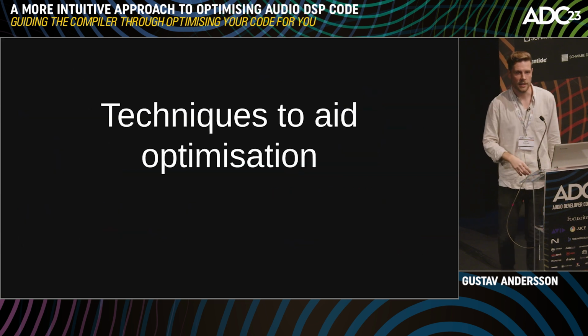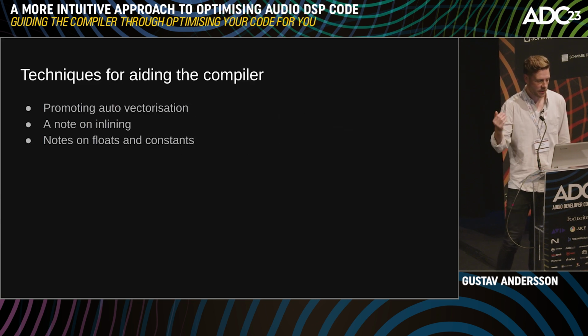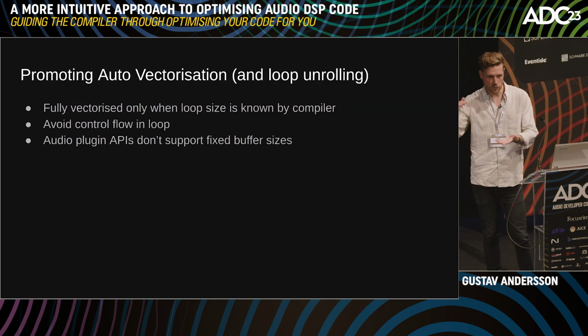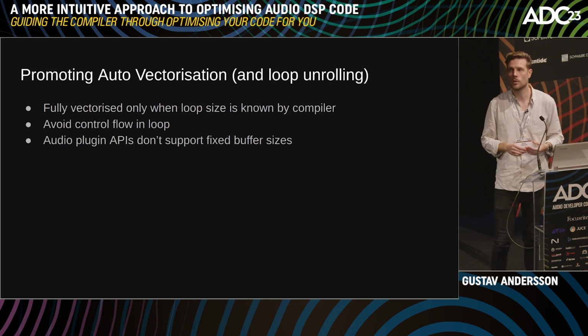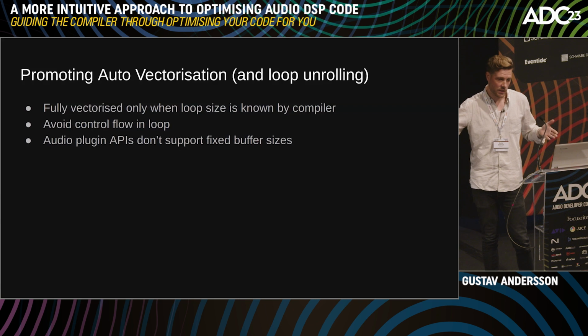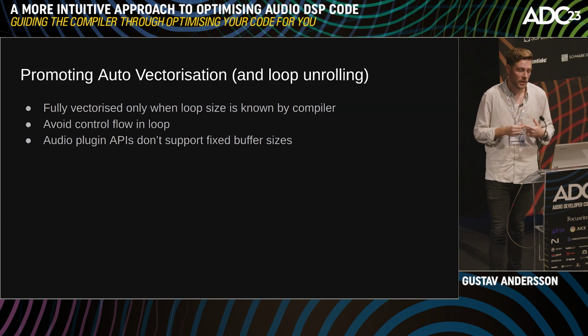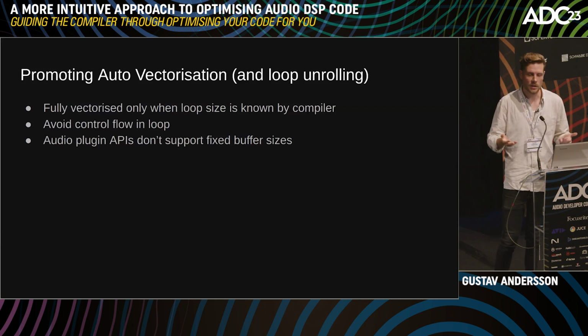That was a bit of context. Now we're getting to some interesting stuff. How do we nudge the compiler in the right direction? We look at how to promote auto-vectorization, how to make inlining happen, and some notes on floats and constants. Ideally, if you have a tight loop over a block of samples for a filter or an oscillator, you want the compiler to fully unroll the loop, and you want it to vectorize. To give the compiler the best chance of doing that, there are two things you should do: the loop count should be known to the compiler at compile time, and there should be no control flow in the loop. So no early exits, no jumping out of the function if some condition is true, just loop through the whole thing.